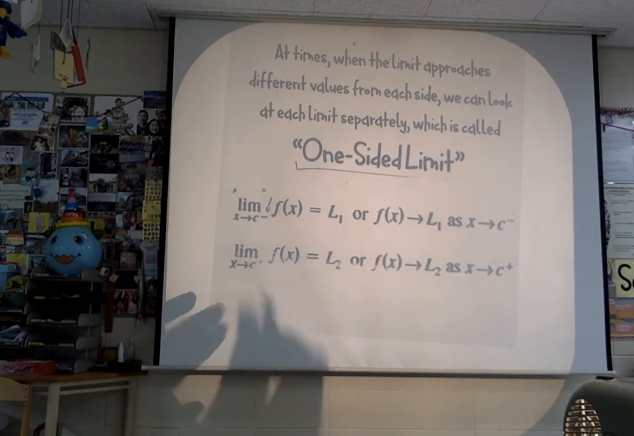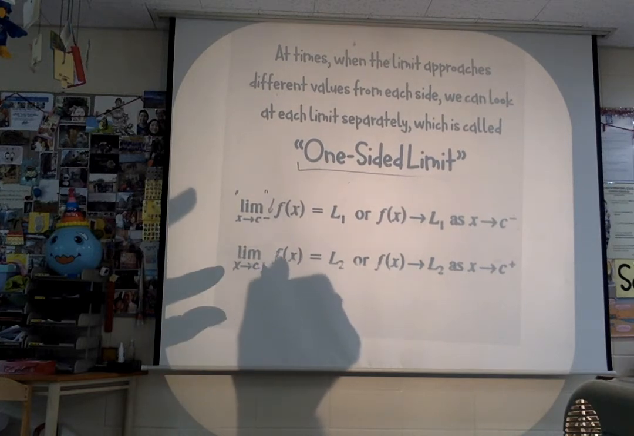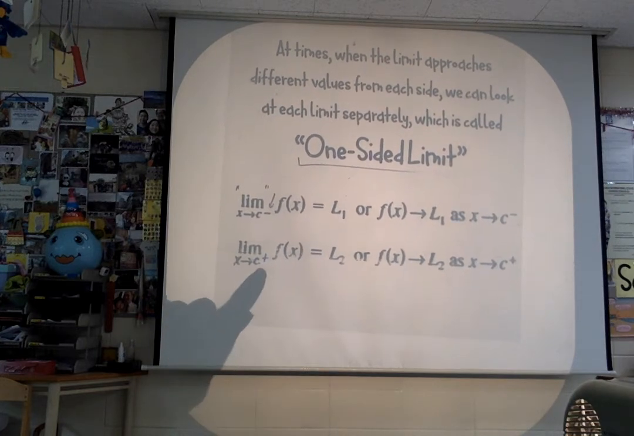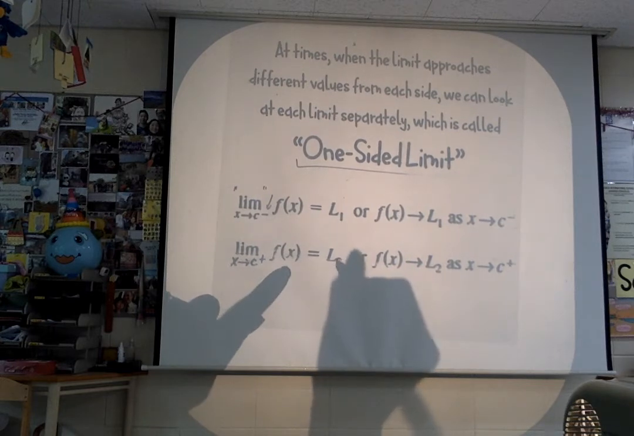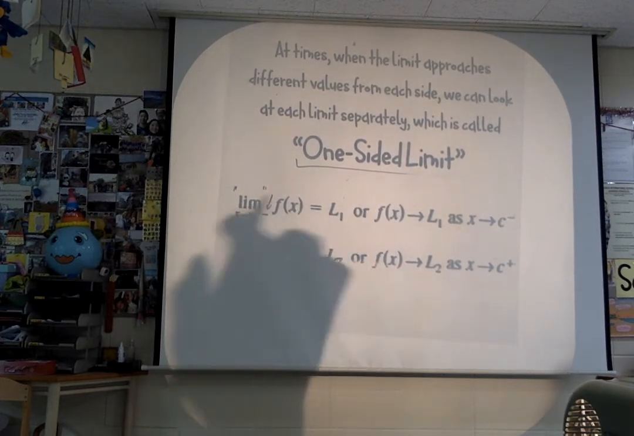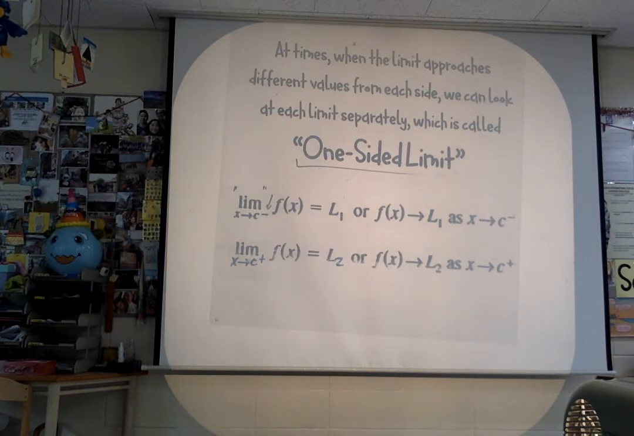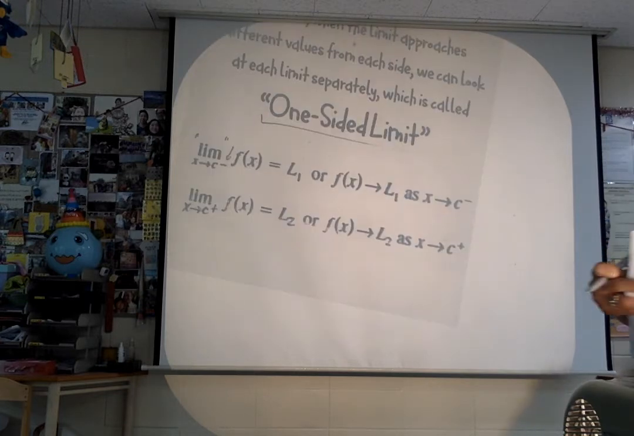So this one is the limit as x approaches c from the right. That's what the positive sign means. It is L sub 2, which is the limit of this function coming from the right, versus L sub 1 coming from the left. So you'll see what we're going to do with this. So let's try some, okay? So let's check example 4. All right, example 4. Here we go.